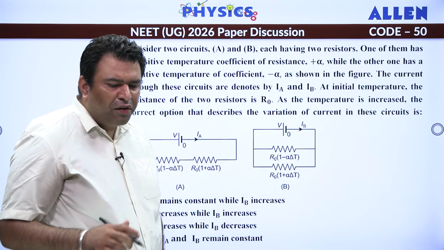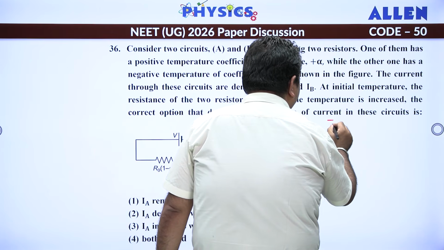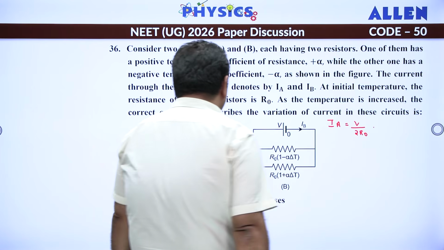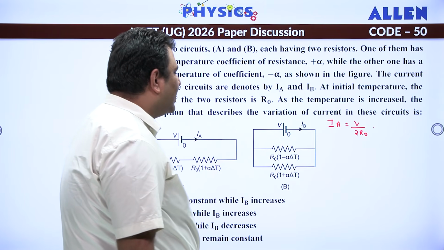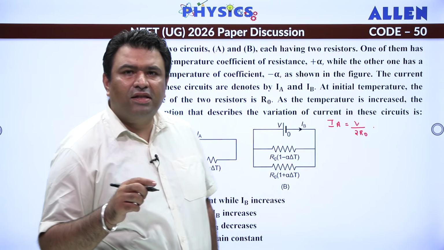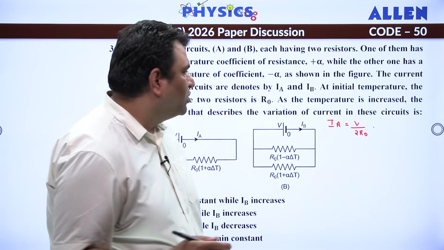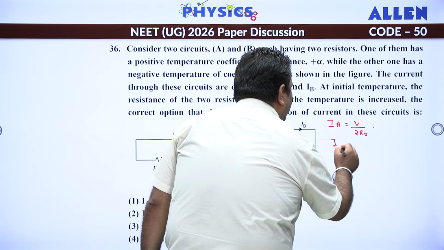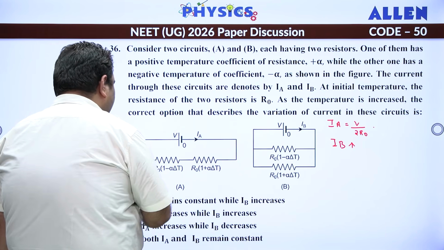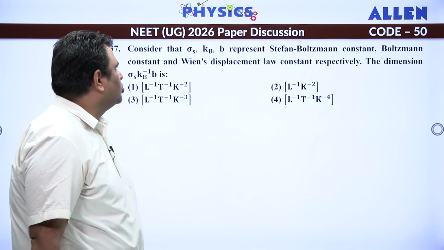First of all, in a series circuit, the current will remain constant. IA should be V by 2R0. While in the second circuit, the overall resistance of the circuit will decrease. Why? Because they are connected in parallel, so the equivalent resistance is small. That means IB should increase in that case. So the correct option for this answer is IA remains constant while IB increases. Moving on to the next question.